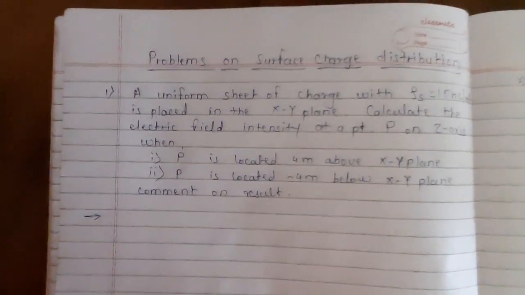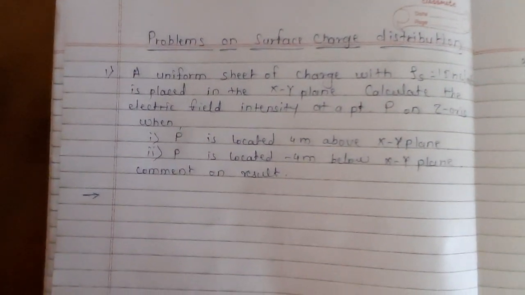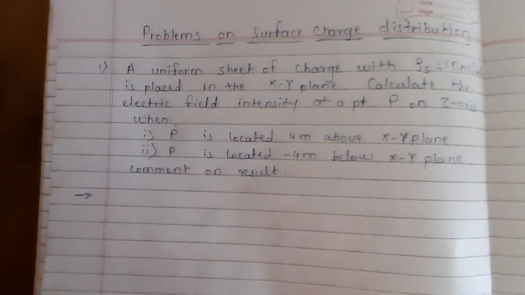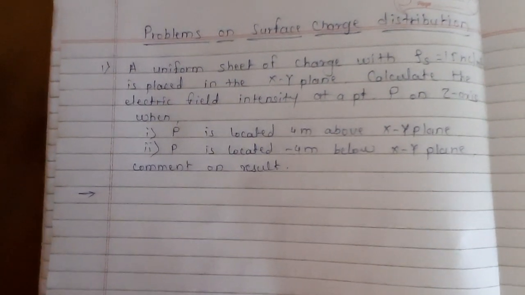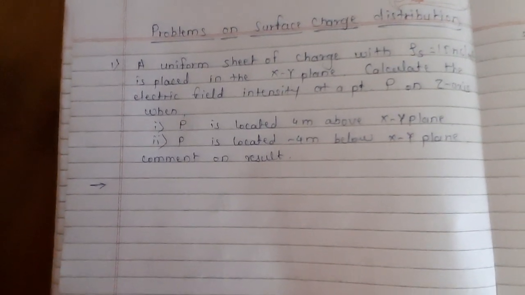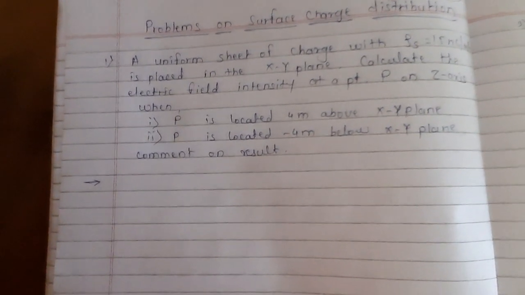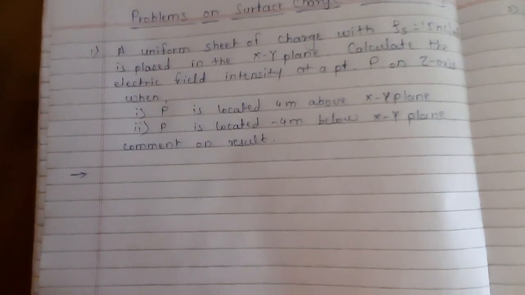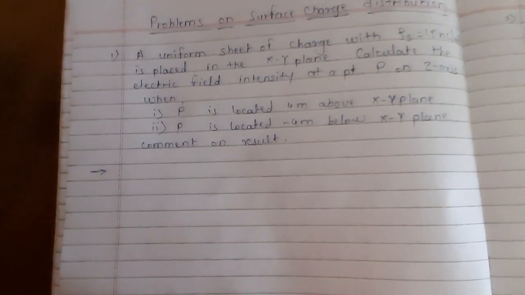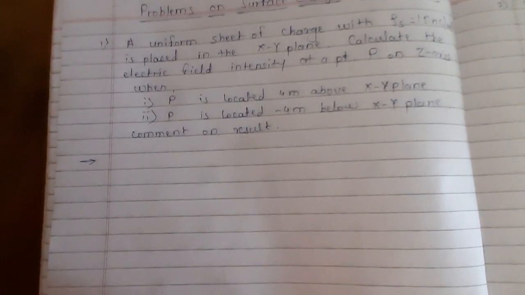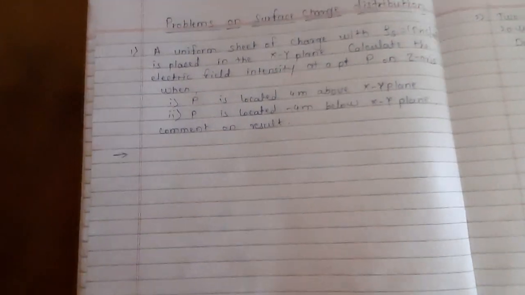Problems on surface charge distribution. First problem: a uniform sheet of charge with rho S equal to 15 nanocoulomb per meter square is placed in the xy plane. Then calculate the electric field intensity at point P on the z axis when P is located 4 meters above the xy plane, and second, when P is located minus 4 meters below the xy plane, and comment on the result.